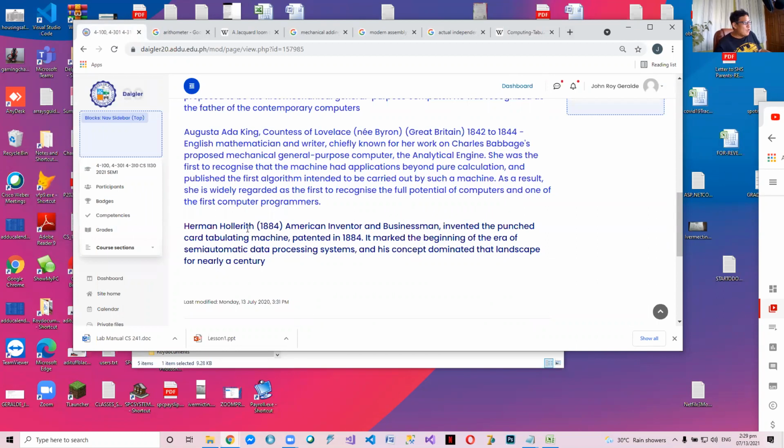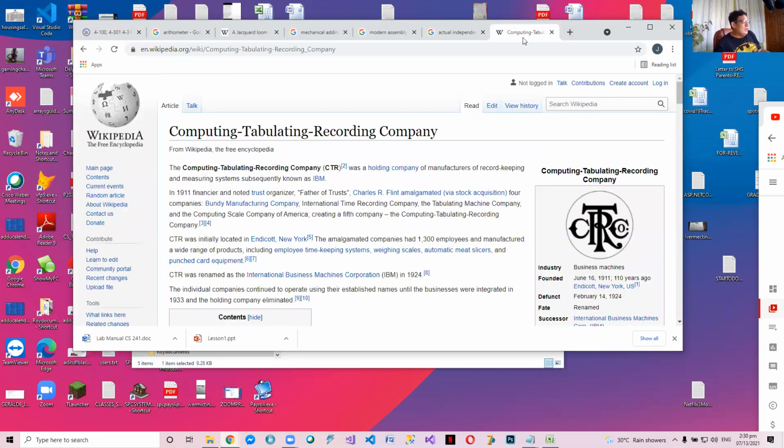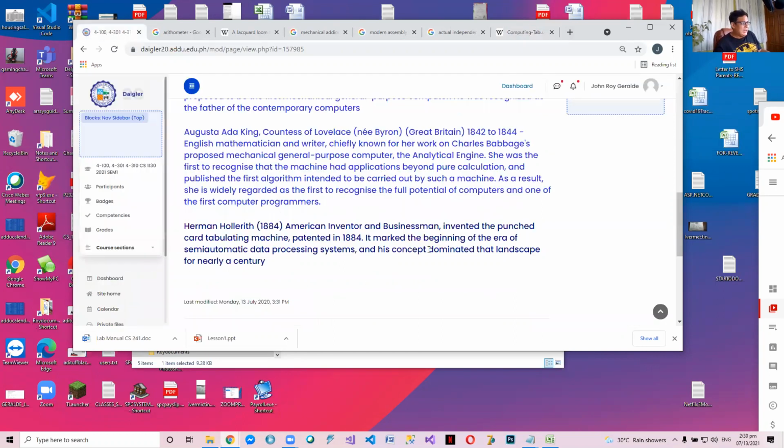It was the company founded by Herman Hollerith in 1884, which was producing tabulating machines, patented in 1884. So the company was called Computing Tabulating Recording Company initially, and later in the early 1900s it was renamed IBM, which was known to be the first tech giant. Okay, so sinong founder ng IBM? Si Herman Hollerith. Okay, the founder of IBM.